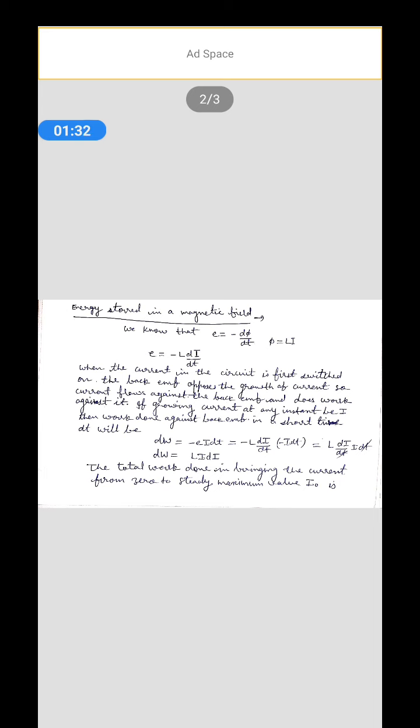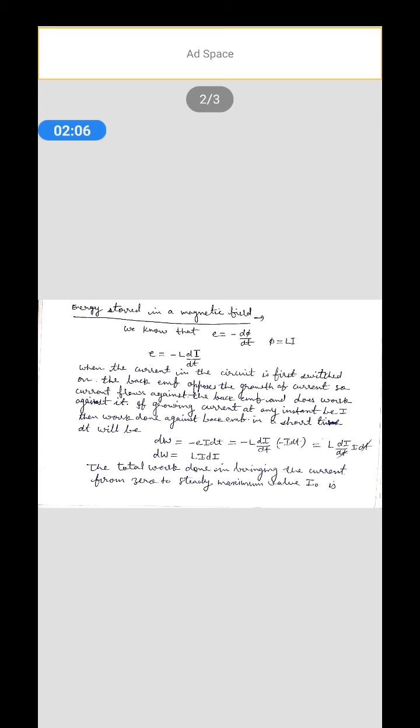Now, energy stored in a magnetic field. We want to find the energy stored in a magnetic field, and we know that the induced EMF e is equal to minus d phi by dt, and here phi is equal to Li. If we put the value of phi, then we get the induced EMF e is equal to minus L di by dt.